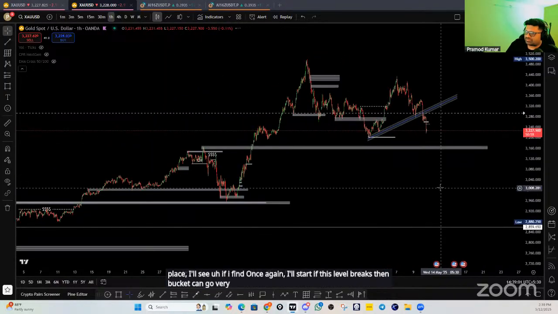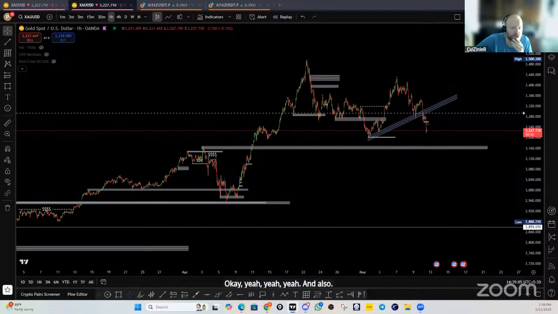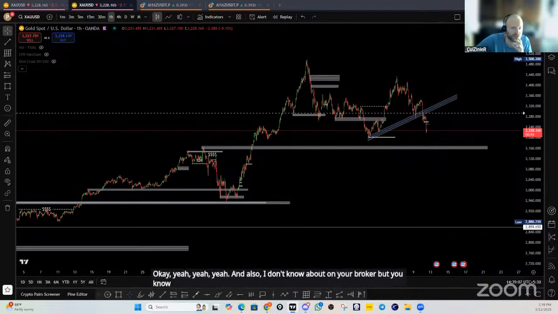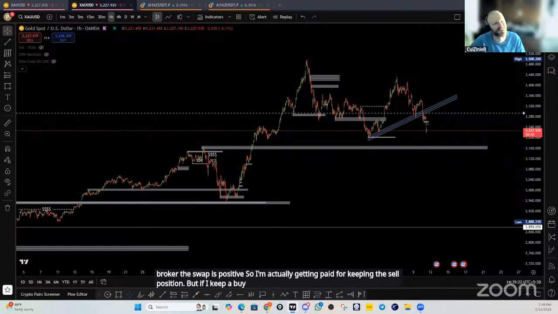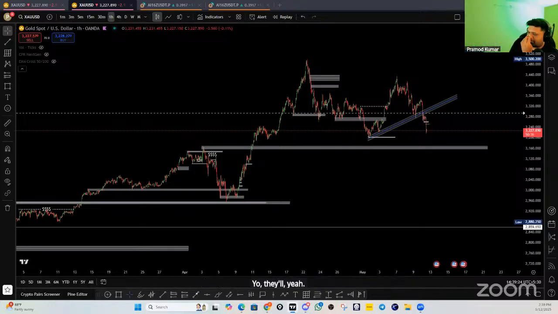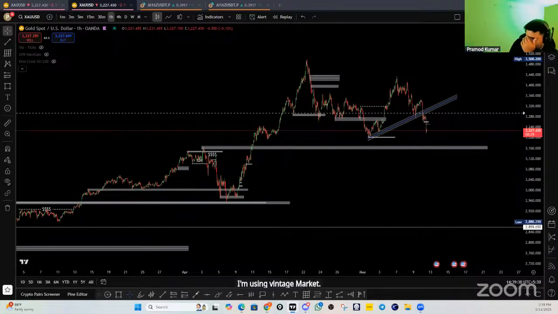retracement, sir. And also, I don't know about your broker, but currently it's easier to hold a sell position for swings because on my broker, the swap is positive. So I'm actually getting paid for keeping the sell position. But if I keep a buy, it's very expensive. Which broker are you using, sir?